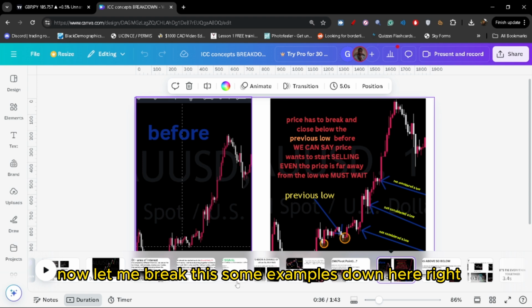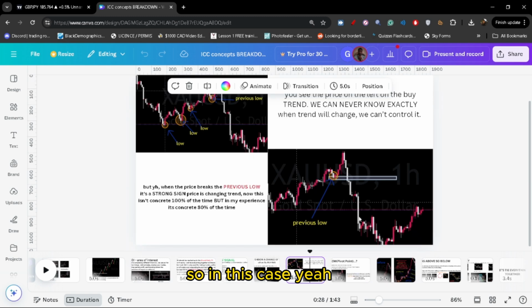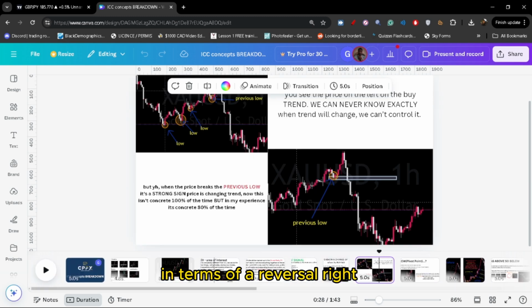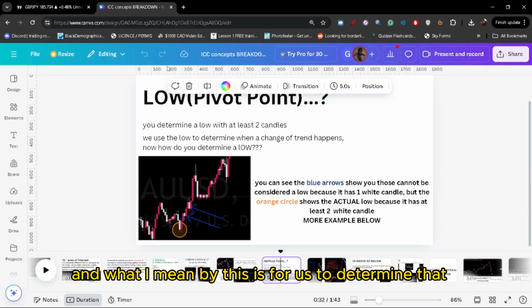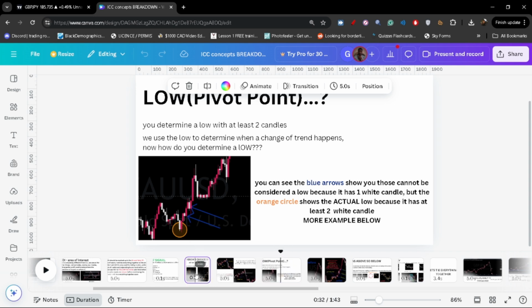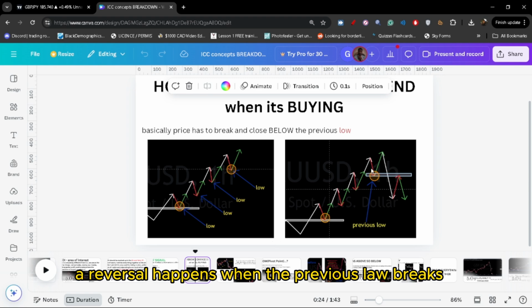Now let me break some examples down here, because sometimes, guys, you might actually confuse yourself. So in this case here, in terms of a reversal, when it comes to determining a low, a low has to be paired with a high. So what I mean by this is, for us to determine that this is a low, this low must have created a high. So until this low creates a high, this cannot be considered a low, because like I told you guys, a reversal happens when the previous low breaks, right?